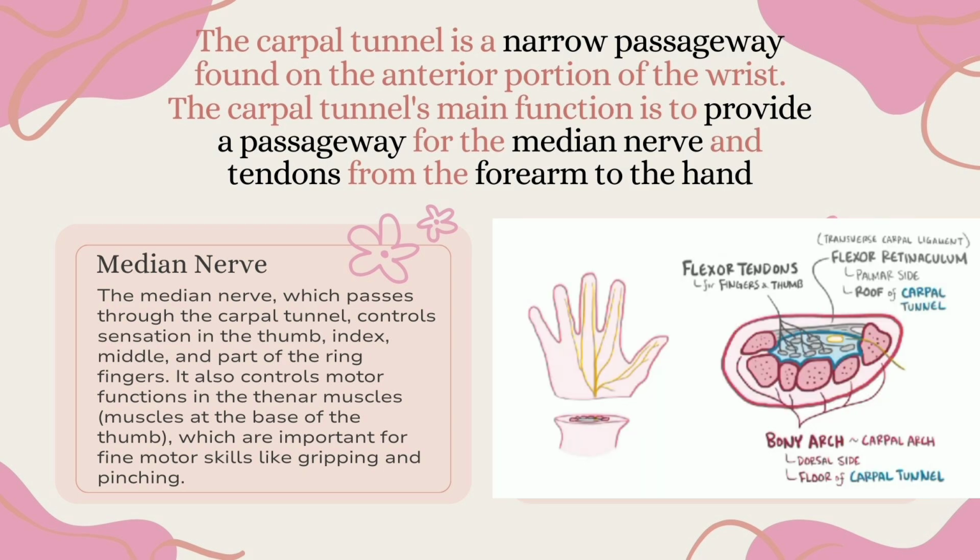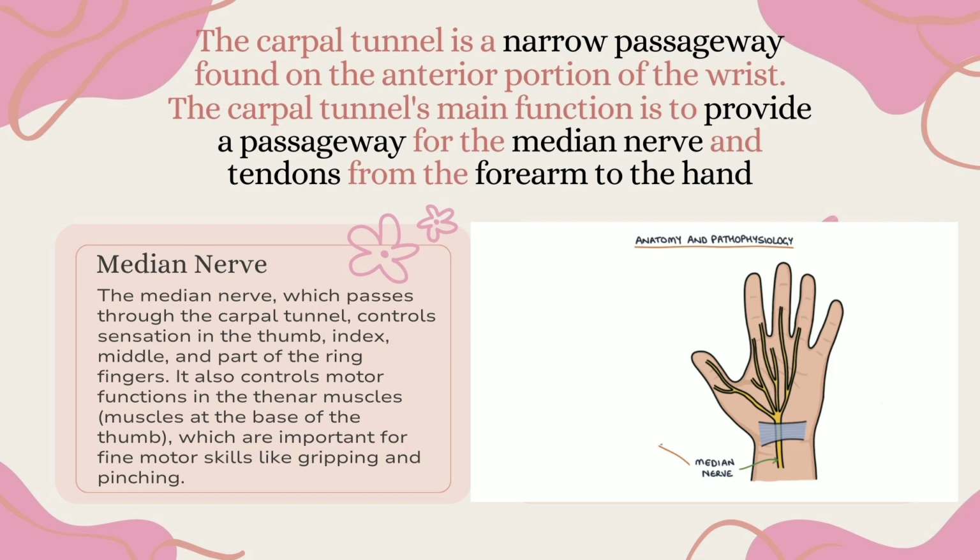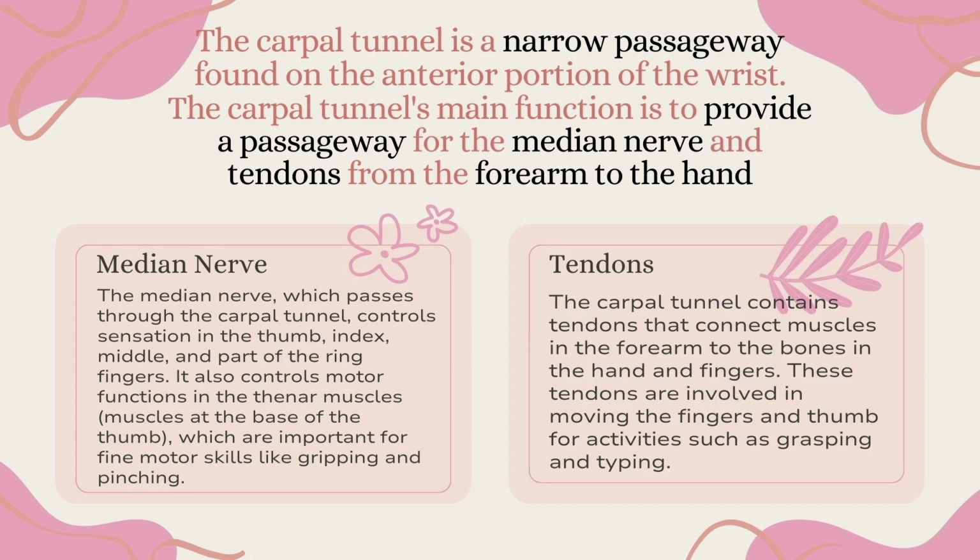Basically, the median nerve, which passes through the carpal tunnel, controls sensation in the thumb, index, middle, and part of the ring fingers. It also controls motor function in the thenar muscles, which are important for fine motor skills like gripping and pinching. Three thenar muscles make up the muscular bulge at the base of the thumb, which is responsible for thumb movement.